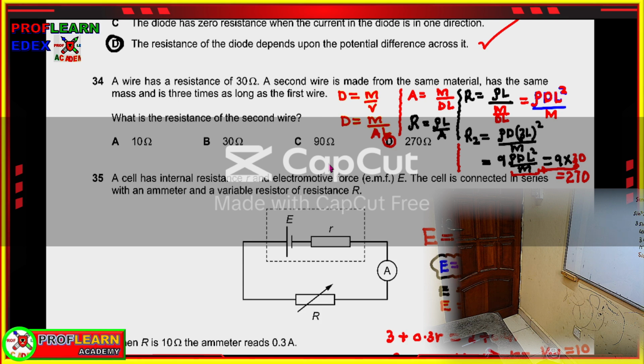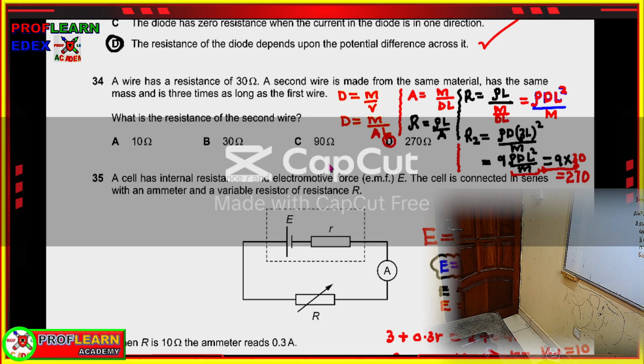In this particular question, question number 34, we are told that a wire has a resistance of 30 ohms. A second wire is made from the same material and has the same mass and 3 times as long as the first wire. What is the resistance of the second wire? So that's what we are told.